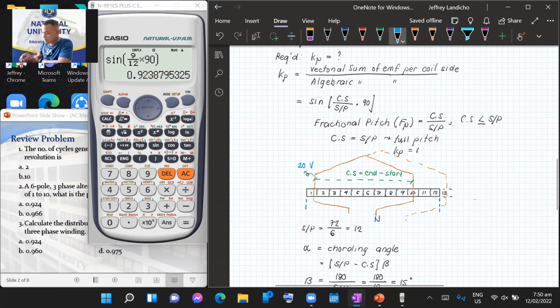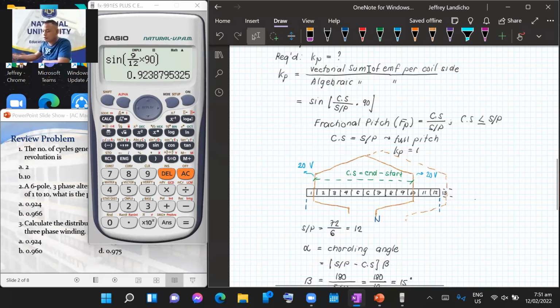So, ibig sabihin, parehas lang naman conductor yan, parehas silang exposed to same amount of flux provided by our magnet. So, therefore, pag kinuha natin yung EMF generated voltage in this end side ng ating coil, it should be 20 volts also. So, therefore, pag sinabi natin algebraic sum only represent, that is, you add the magnitude. So, algebraic sum, 20 plus 20, so 40. So, that is the sum of EMF per coil side. Dalawa lang naman palagi ang side niyan, start at saka yung end.